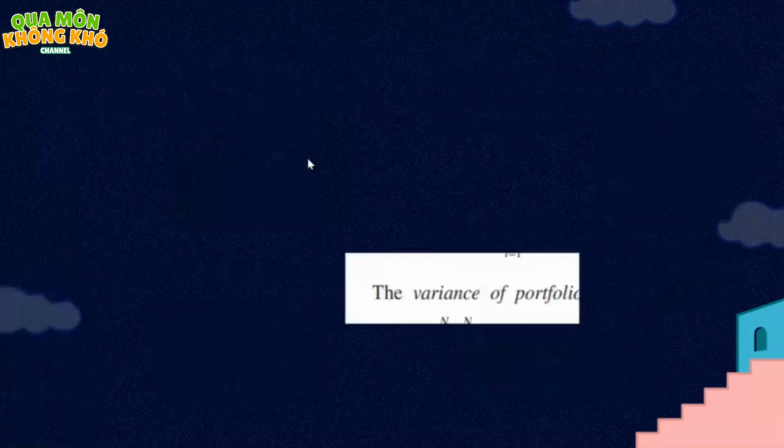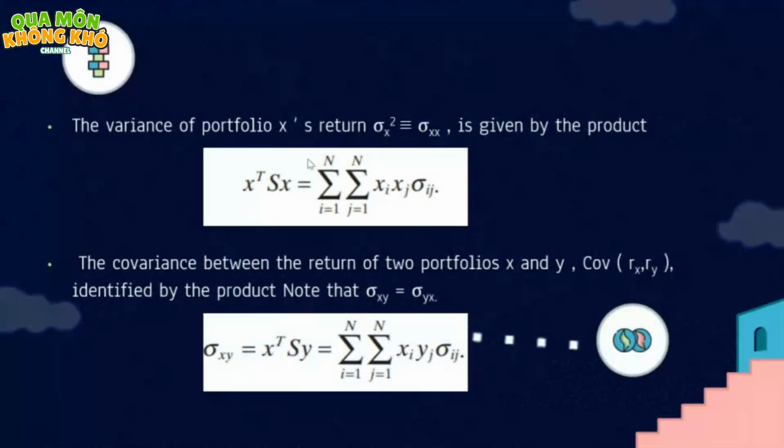And the variance of the portfolio X return, var X, which is equivalent to the standard deviation of XX, is given by the product here. And the covariance between the returns of two portfolios X and Y, covariance of Rx and Ry, is defined by the product here. And note that the standard deviation of xy equals the standard deviation of yx.